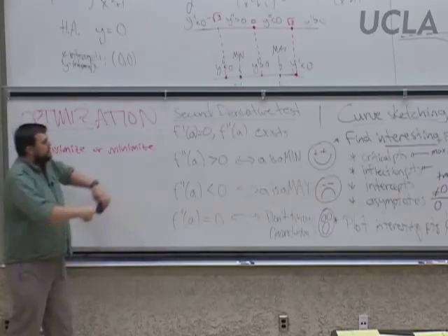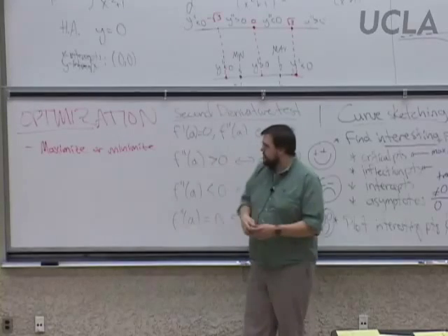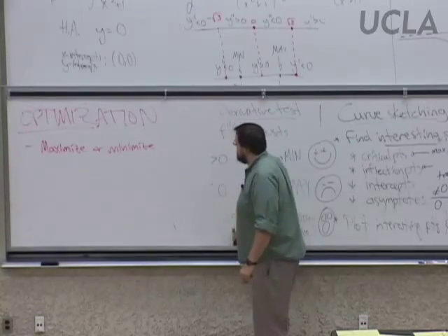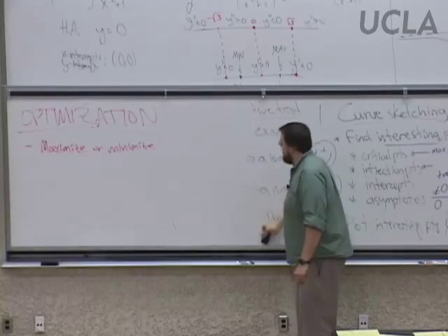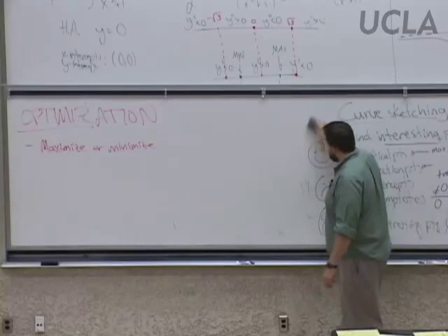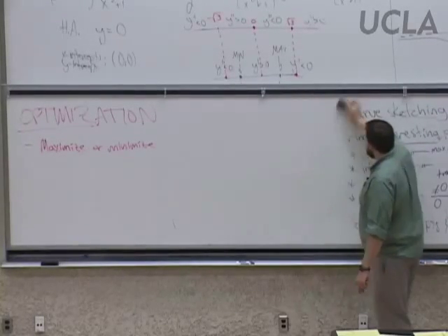So you maybe want to try to maximize your area. Maybe you want to minimize your volume. Maybe you want to maximize your profit. Maybe you want to minimize your costs. There's all sorts of things that you could try to maximize or minimize. And these are important questions. I mean, we're trying to get the most out of what we have. So how do we go about doing it?